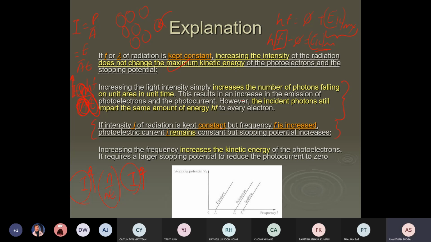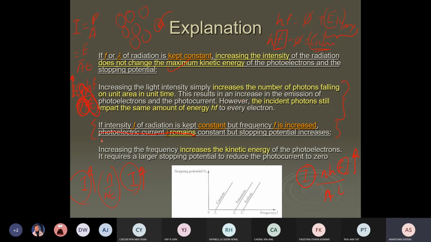Okay, next. The third line is: if the intensity of radiation is kept constant, but frequency is increased. There is a mistake here. The I we know is nhf over At. The intensity of radiation is kept constant. I kept constant, f is increased. So what happened to the photocurrent? We are not actually talking about photocurrent here. Cancel this idea.